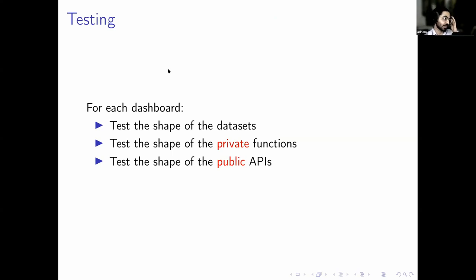For example, I can use the previously mentioned documentation to make sure that the output of these functions matches the shape that is wanted by the front end. And the same goes for the public APIs that are available to the front end. They also get their own tests for their shape.